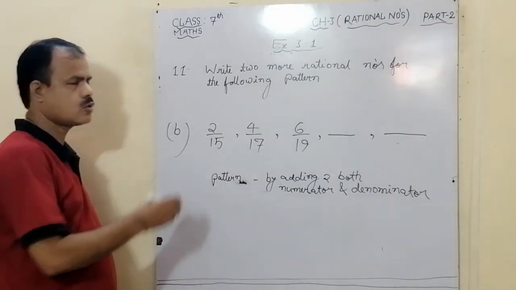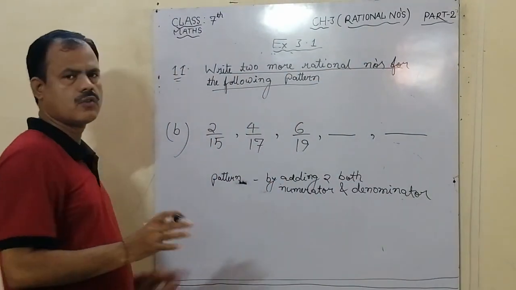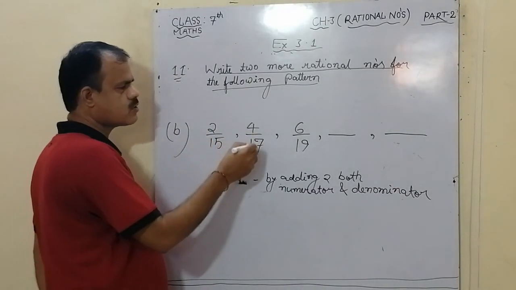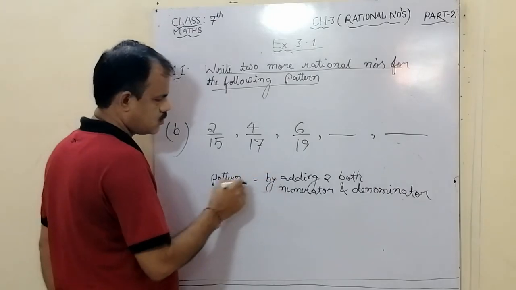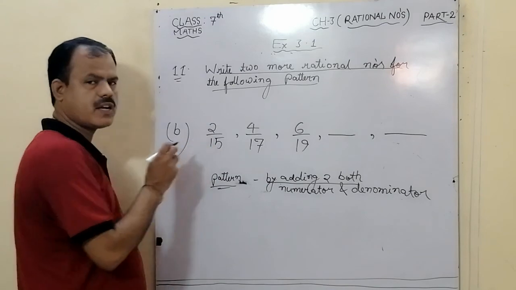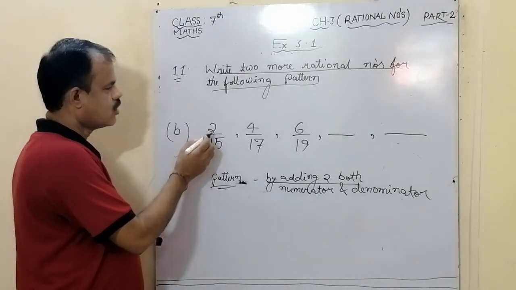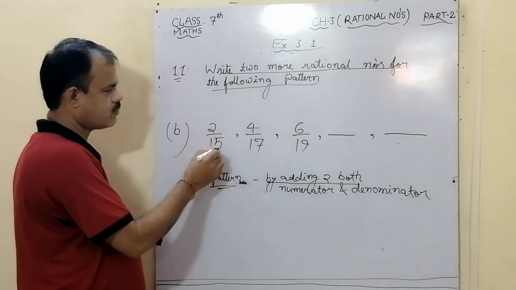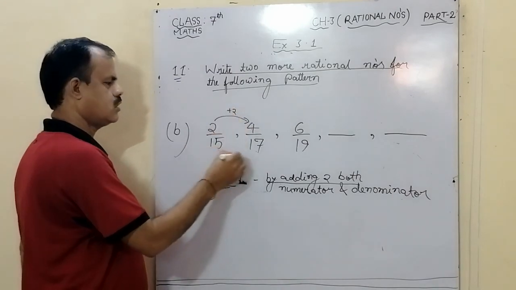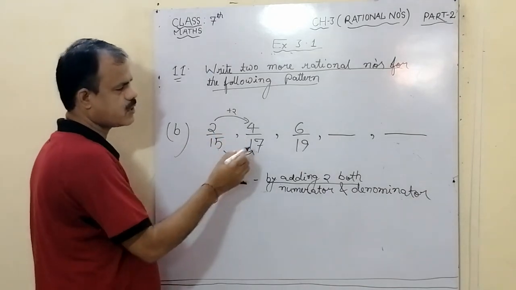Yes, students. Question number 11. Write two more rational numbers for the following pattern. First we have to see the pattern. Look here, 2 by 15 becomes 4 by 17. How? This pattern is by adding 2 to both numerator and denominator. See here, in 2 by 15, 2 is the numerator and 15 is the denominator. So 2 plus 2 becomes 4, and 15 plus 2 becomes 17.